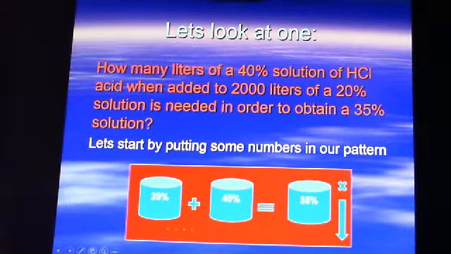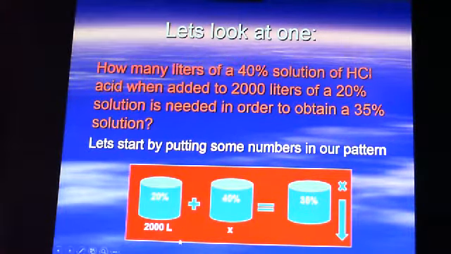Okay, now we need to put the numbers in at the bottom. So the only other number they told us was 2,000 liters. And the 2,000 liters, is that talking about 40% or 20% or 35%? Well, it says 2,000 liters of a 20% solution. So the 2,000 liters must go with the 20%. So I'll put the 2,000 liters below my 20%. We don't know how many liters of the 40% solution, so that must be my x. Has to equal our 35% solution. We don't know that one either, but that's not x. We don't know what it is.